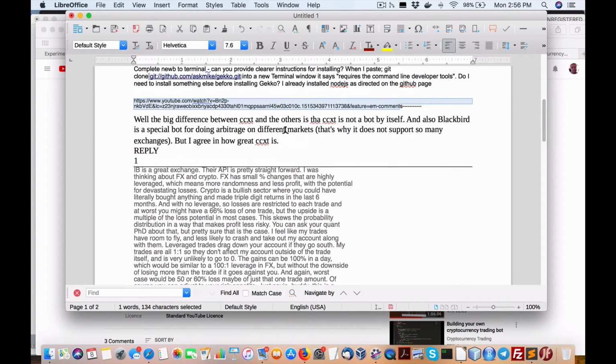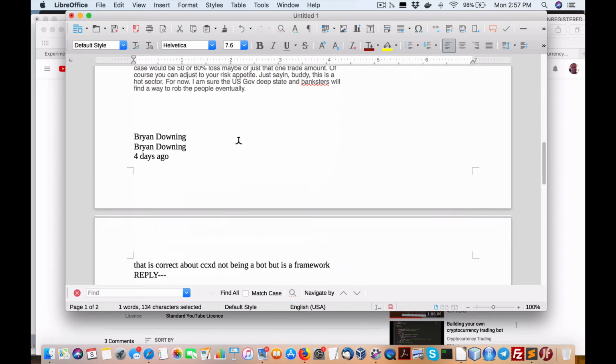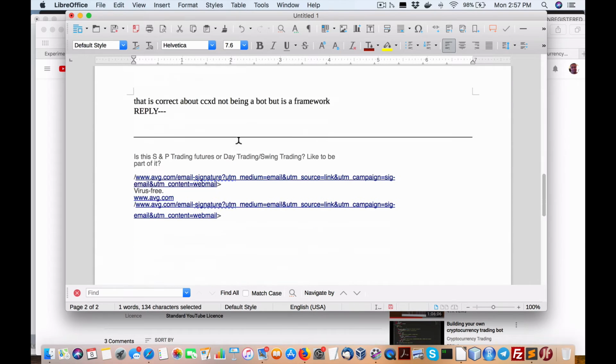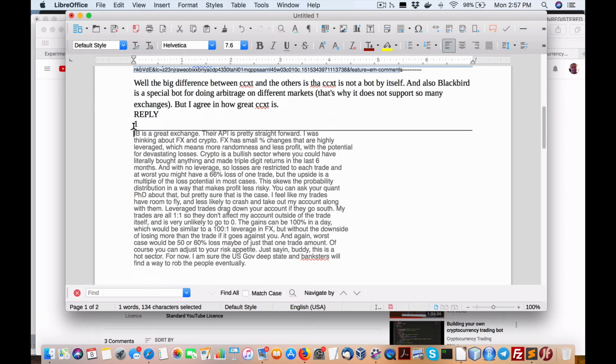So we already established that. Let me see here. Okay, so we got a general comment about Interactive Brokers. Okay, let's go through this. Interactive Brokers is a great exchange. Their API is pretty straightforward.